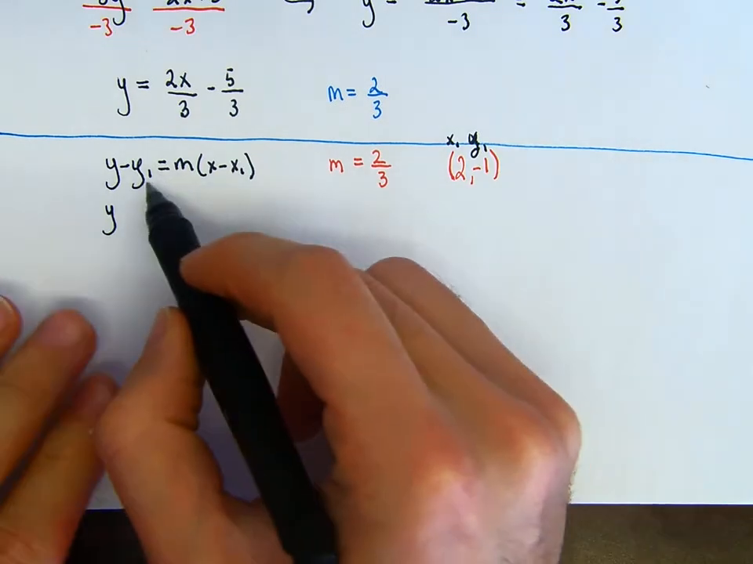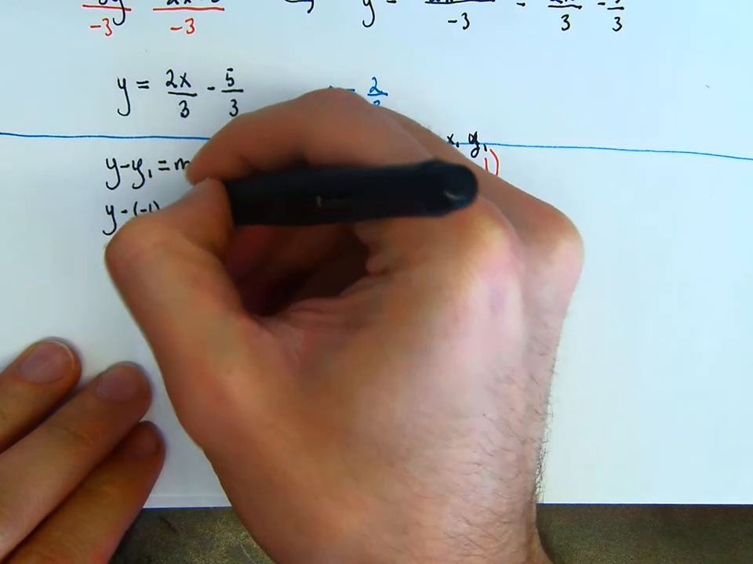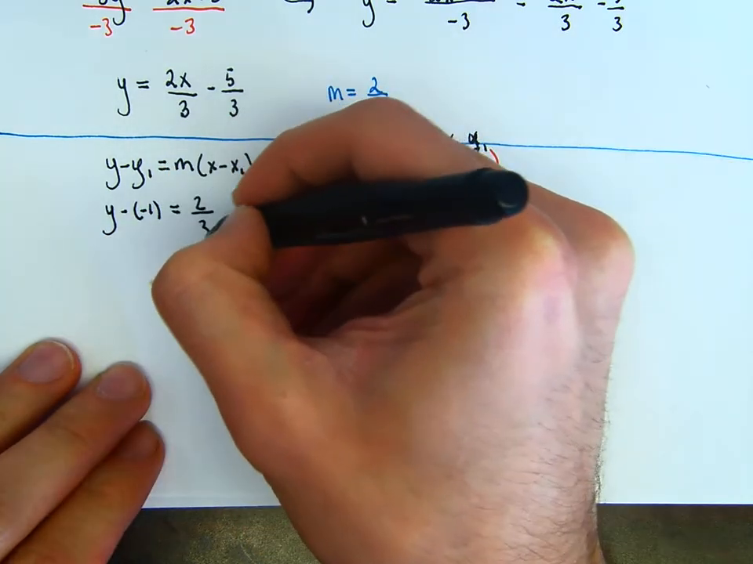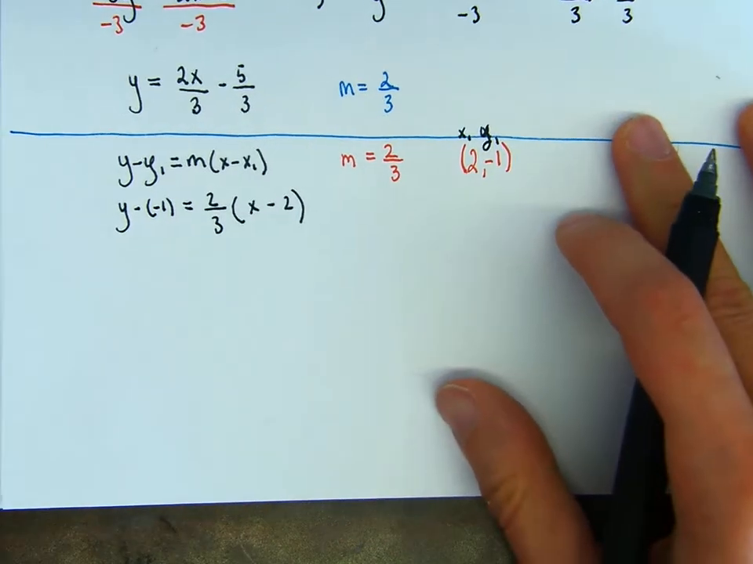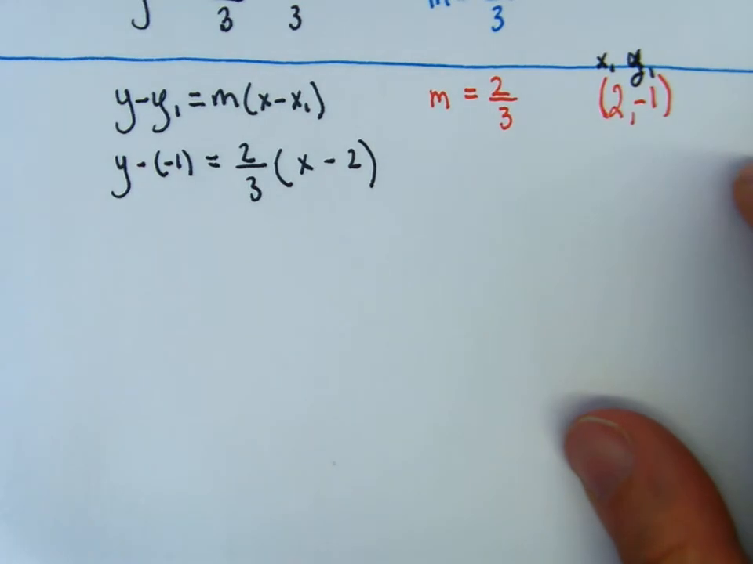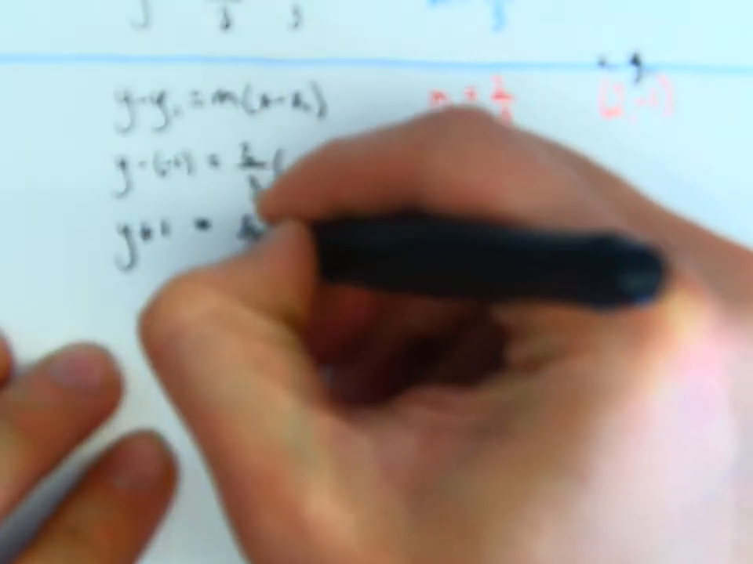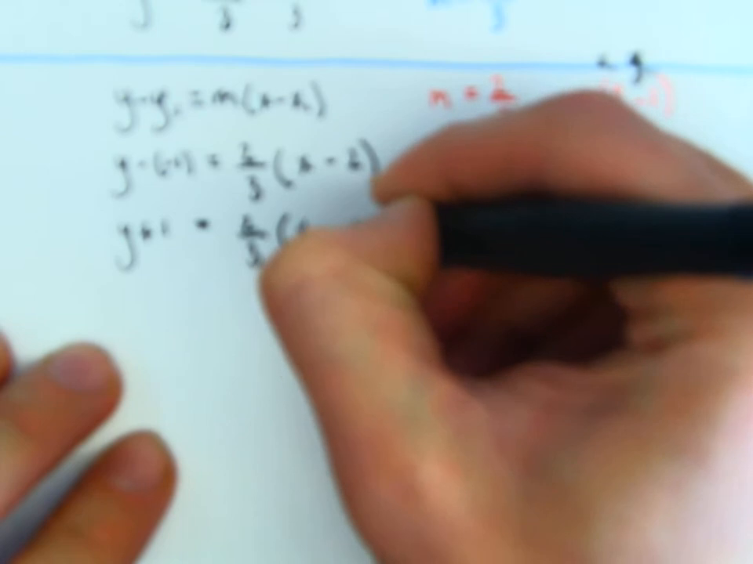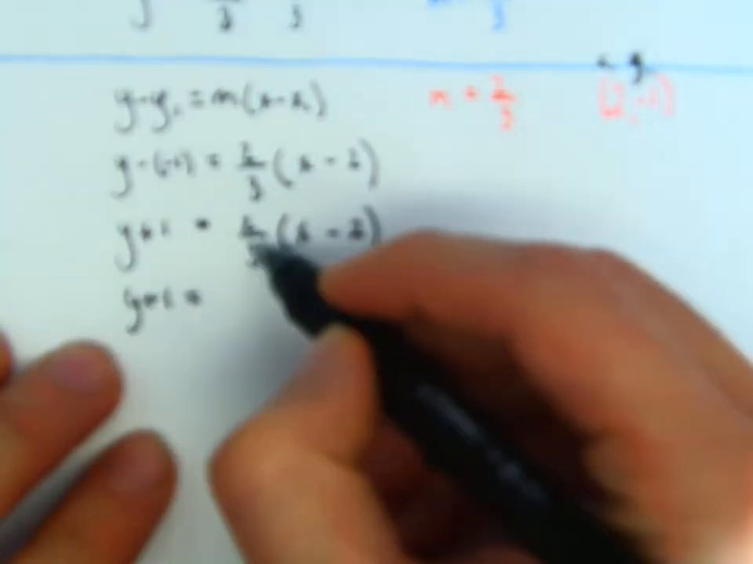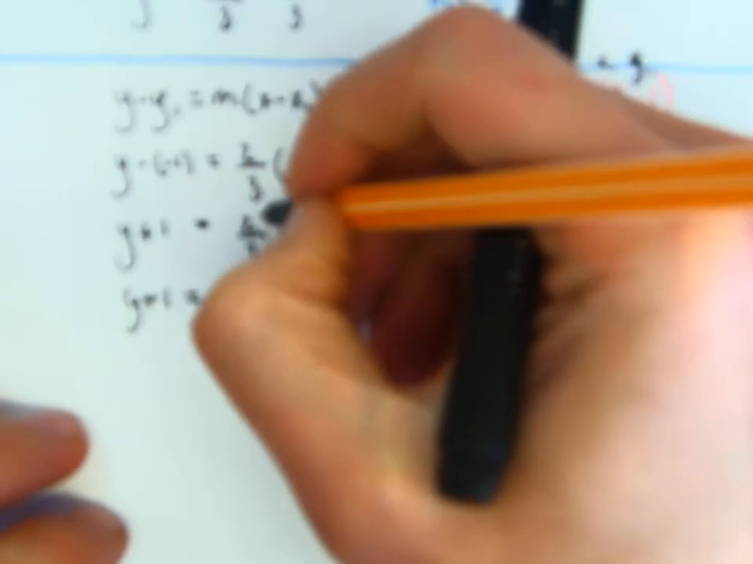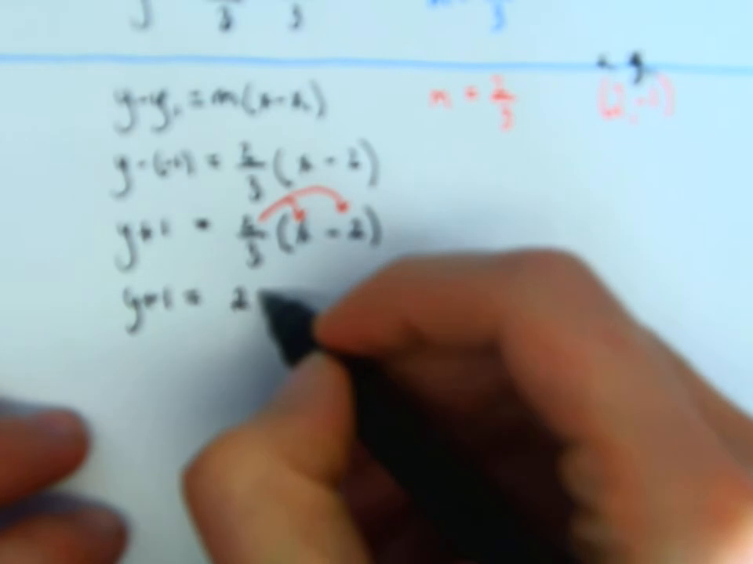Here, what is my y sub 1? It is negative 1, so it's going to be y minus negative 1 equals my m, which is 2 over 3, times x minus 2. Then what do we do? A negative times a negative, so this is y plus 1 equals 2/3 times x minus 2. Nothing we can do with the y plus 1. Now we need to distribute the 2/3 to the x and the 2/3 to the negative 2. So this becomes 2x over 3.